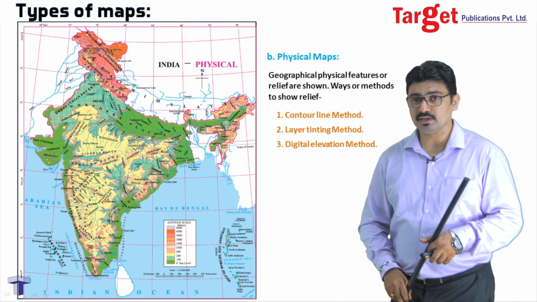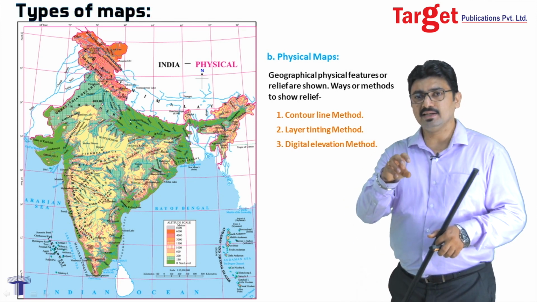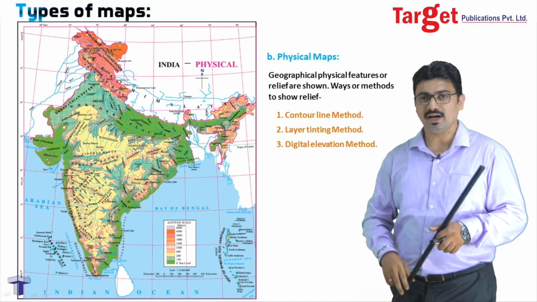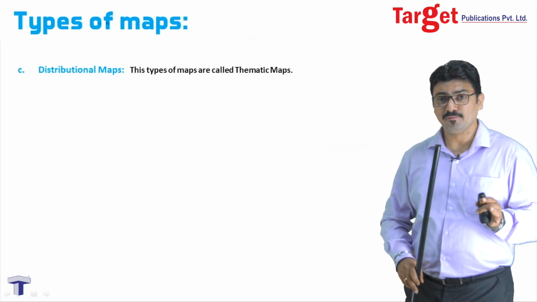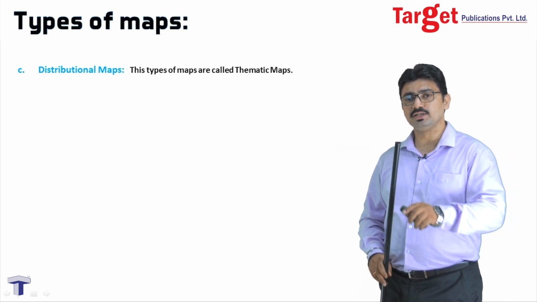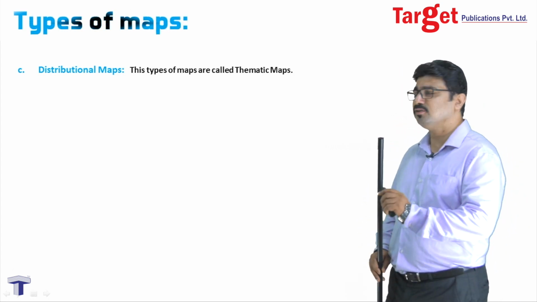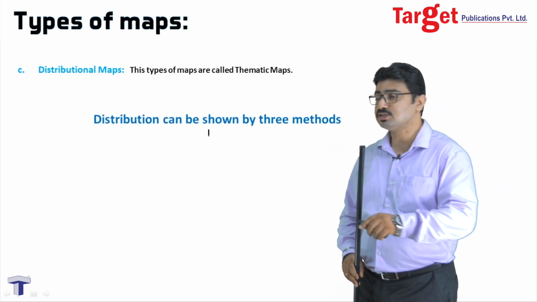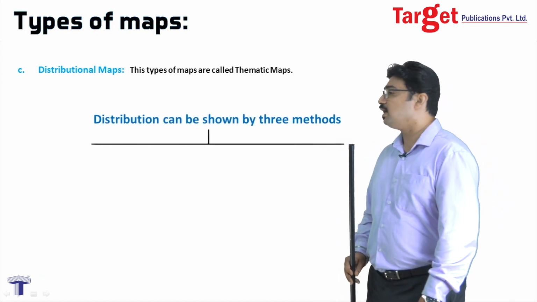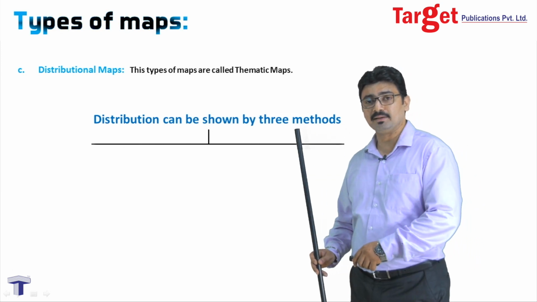It uses computers and it shades the region accordingly. Alright. So, with these three methods, we can understand the relief features, the physiographic features of a region. Apart from these theme related maps, there are something known as distributional maps. Now, these type of maps are also called thematic maps.